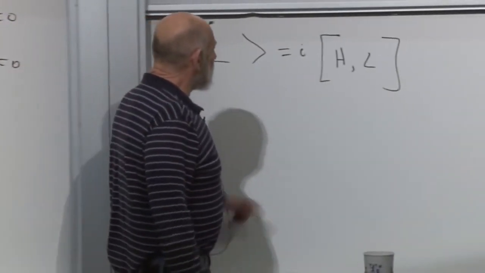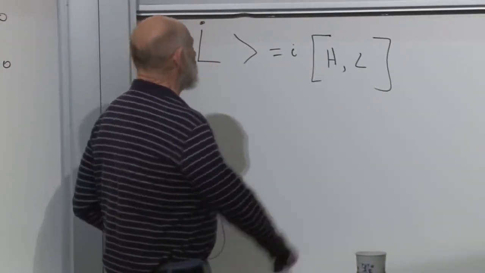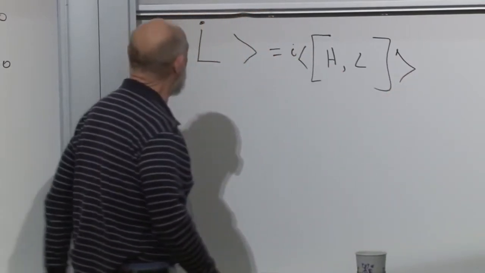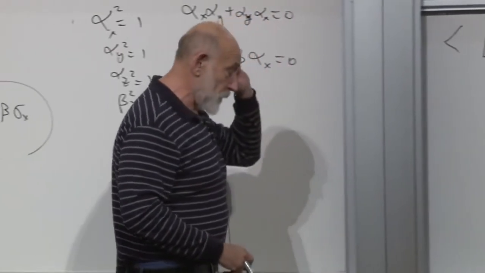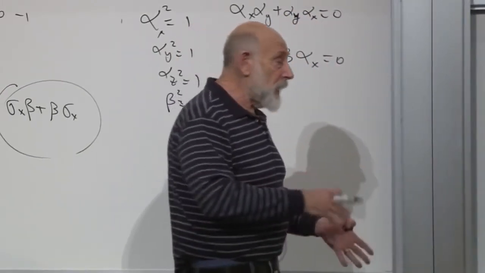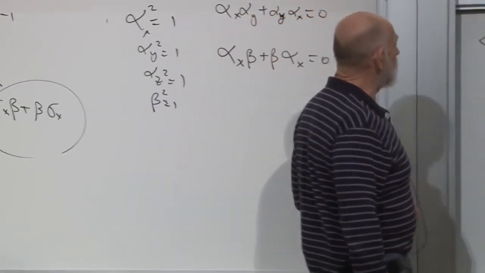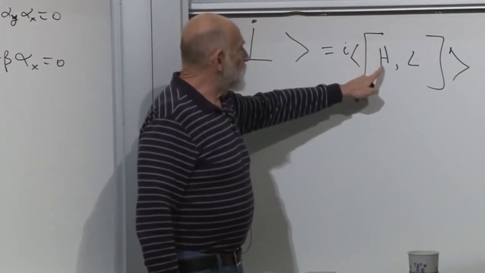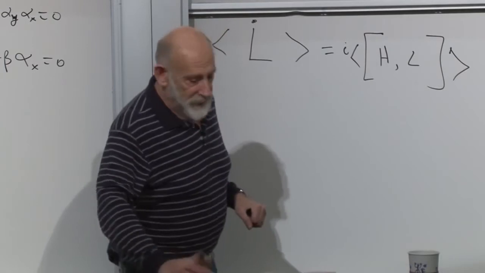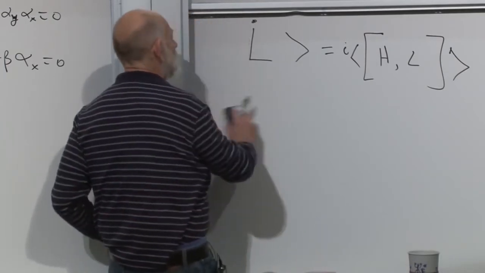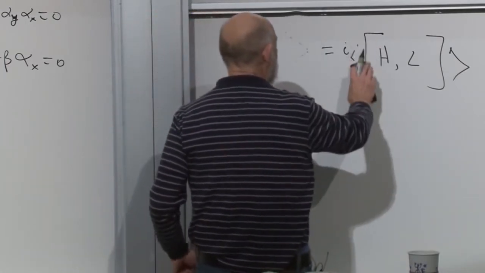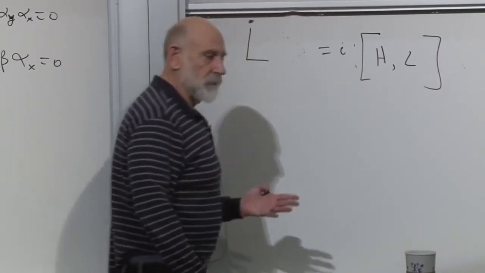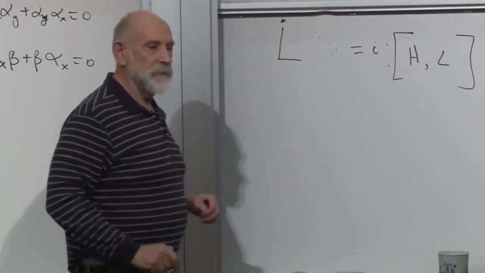Okay. The time derivative, and you take the expectation value of this. The time derivative of the expectation value of L, you can just think of that as the average time derivative of L, is equal to I times the commutator of H with L. In fact, you can even erase these brackets here and just write it formally, the formal equation that L dot is this.